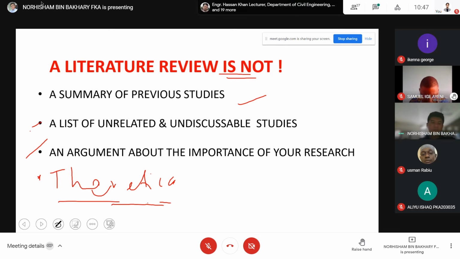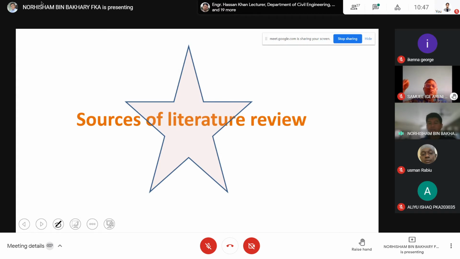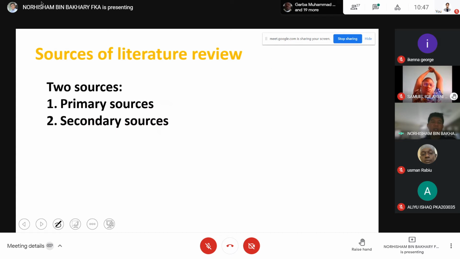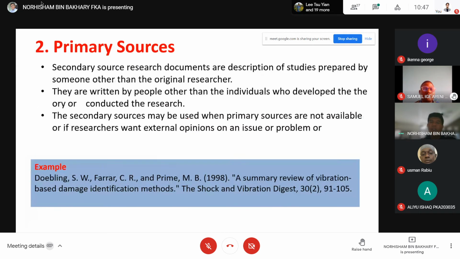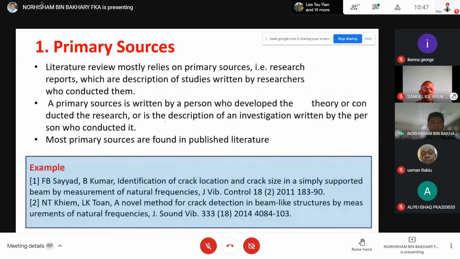Okay. All right. So to find a literature review, it is normally referred to a journal. There are two types of journals. One is what we call primary sources, and another one is secondary sources. So if you are lucky, you can get the secondary source. But if you are not lucky, you can use the normal journal papers. The normal journal paper is really what we call a primary source.